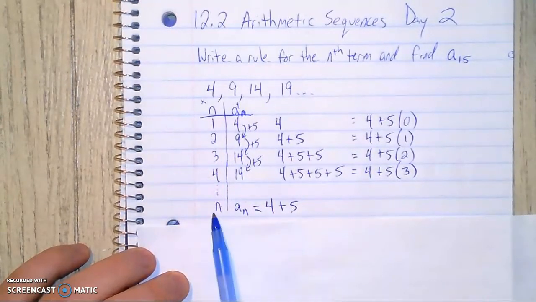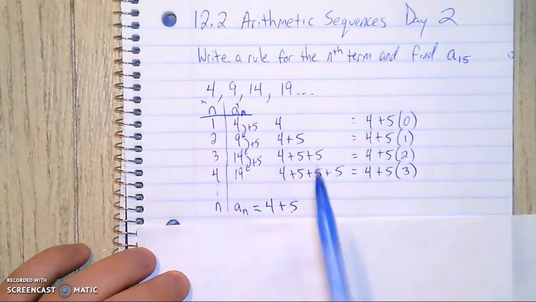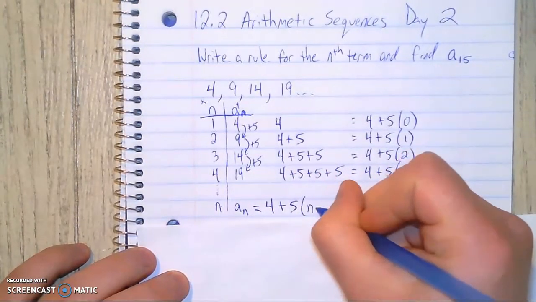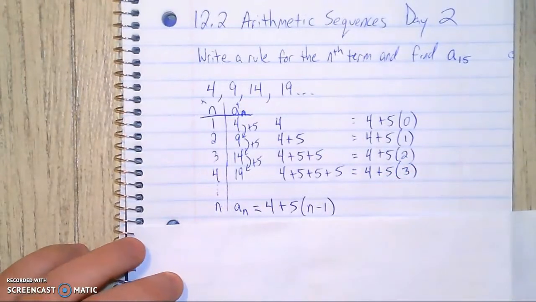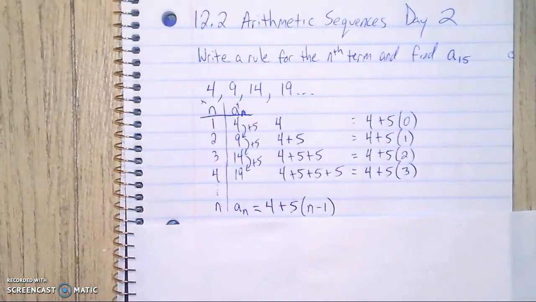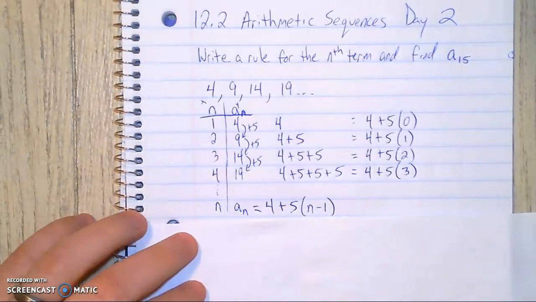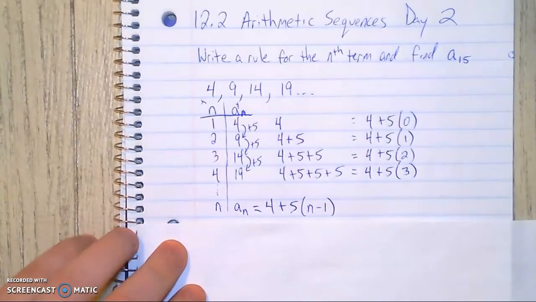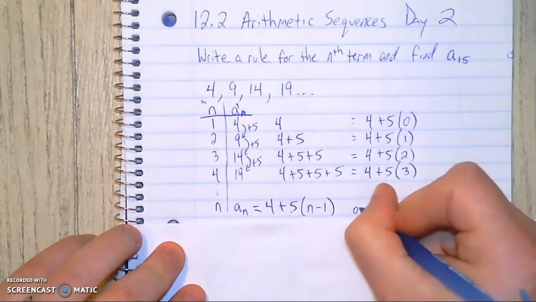And so if I want the nth term now, since it's always 1 less, I'm going to use the number 5 n minus 1 times. And this is the general form of the nth term. A sub n is 4 plus 5 times parentheses n minus 1. Now, using the distributive property, that can be simplified.